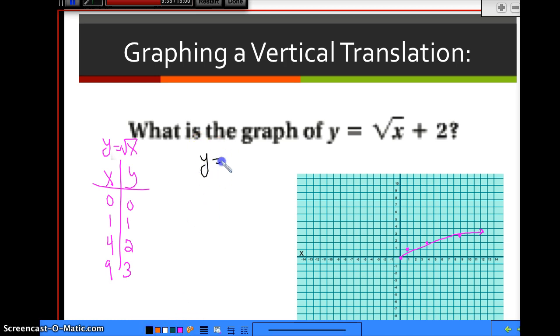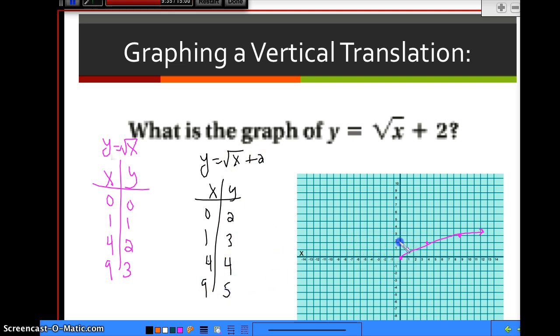Now watch what happens. If you have the square root of x plus 2, and I build a new table, and I put in 0, that's square root of 0 is 0, and 0 plus 2 is 2. Put in 1. Square root of 1 is 1, 1 plus 2 is 3. Put in 4. Square root of 4 is 2, and 2 plus 2 is 4. Put in the 9. Square root of 9 is 3, and 3 plus 2 is 5. So now watch what happens.